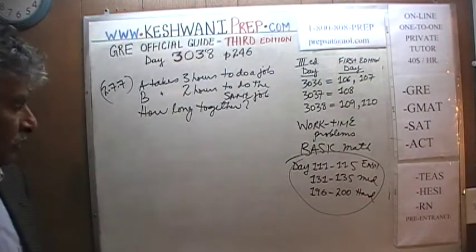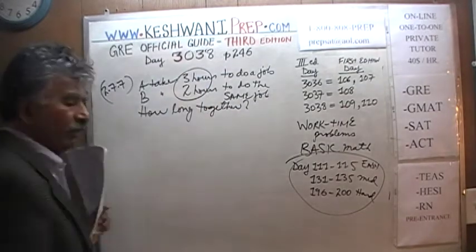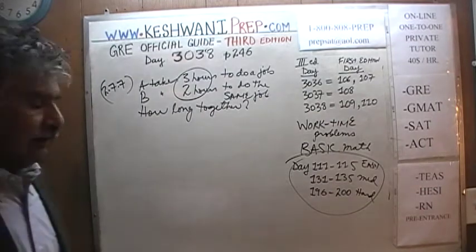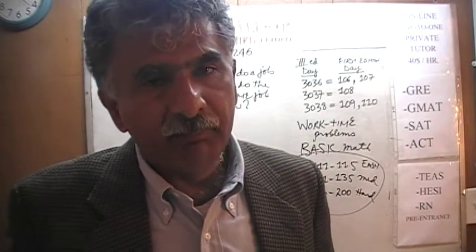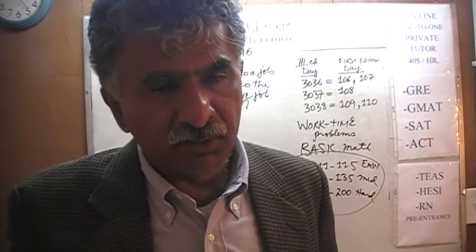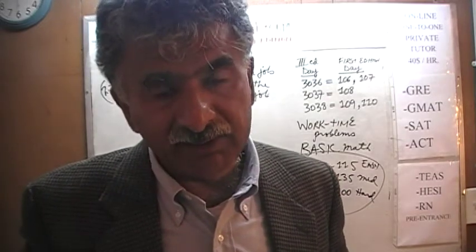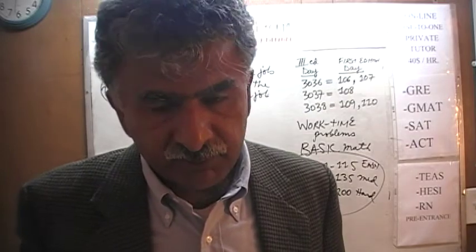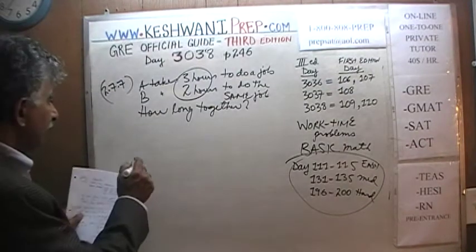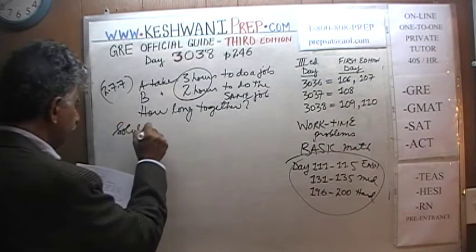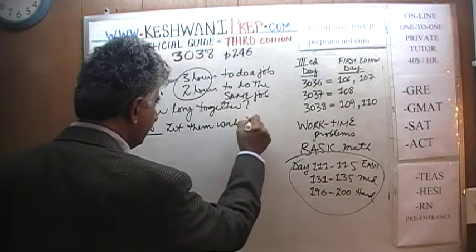Well, the quickest way to take care of this problem is to make them both work the same number of hours. Here we have different numbers of hours, 3 and 2. And the thing to do here is to get their least common multiple, the smallest number you can think of which is a multiple of both 3 and 2, which is called the least common multiple, LCM. LCM of 3 and 2 is 6. As I told you, it's a very simple problem. Let them work 6 hours. Here's the solution.